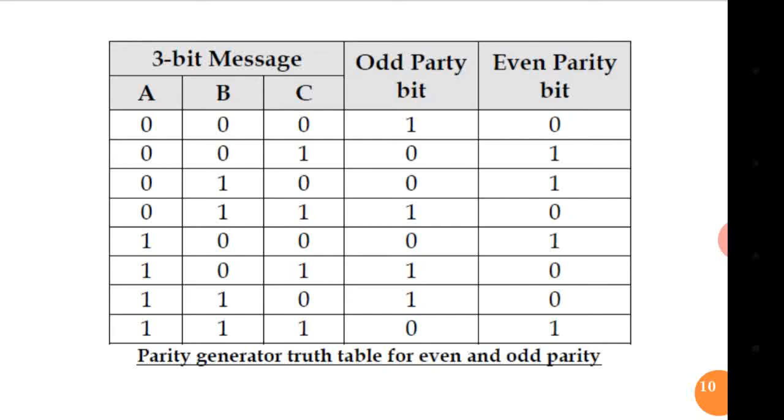Let us consider the last case, that is 1, 1, 1. Three 1s are there, already odd, so while considering the odd parity bit I will not add anything, but for making that an even parity I will have to add 1, so that the total number of ones will be even.